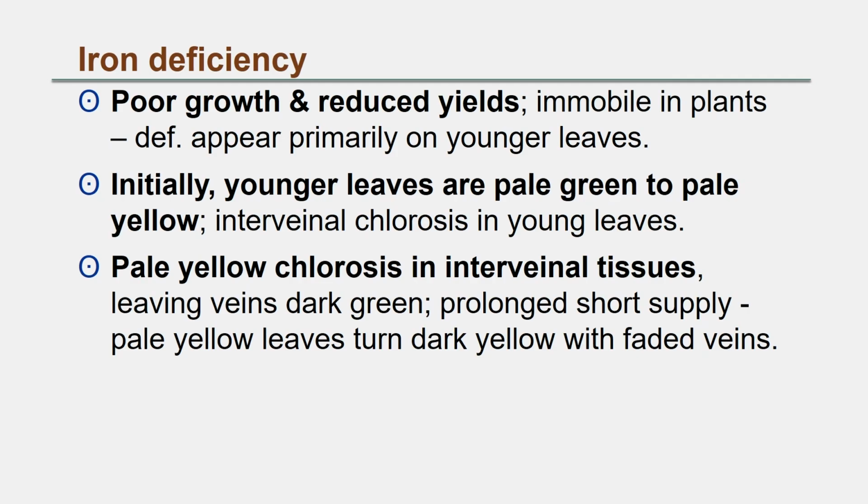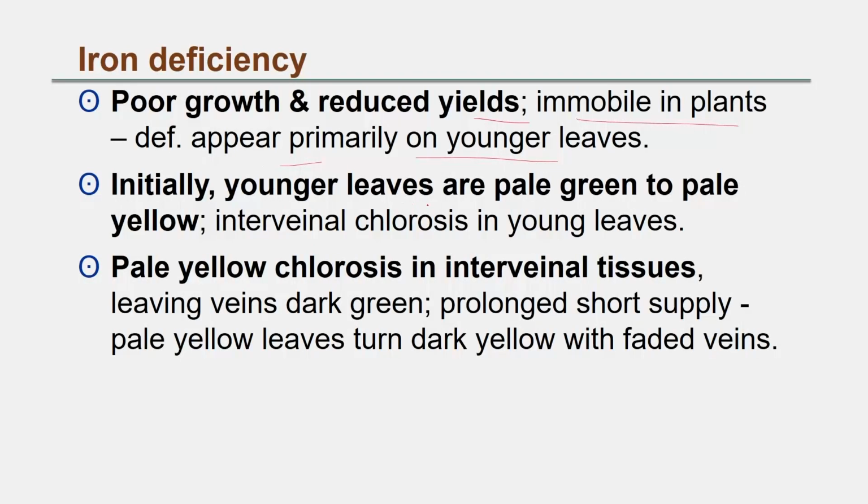Now come to iron deficiency: poor growth and reduced yields. Iron is immobile in plants, so deficiency appears primarily on younger leaves. As was the case of sulfur, so is the case of iron. Here also deficiency symptoms come on younger leaves, and yellowness of the leaves happens. But how to make a distinction between iron deficiency and sulfur deficiency? In iron deficiency, the interveinal area will get chlorosis, however the veins will remain green. So that is how a student can make a distinction between sulfur and iron deficiency.